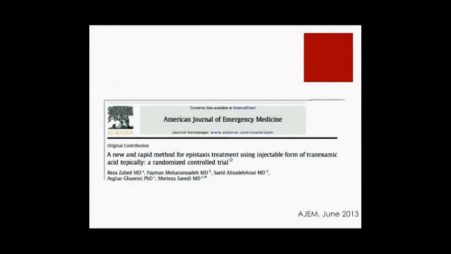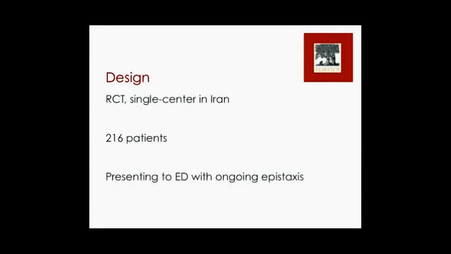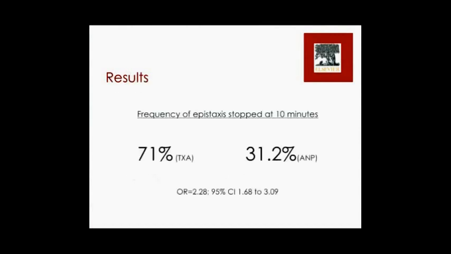It was a single-center RCT, and they randomized 216 patients. These patients were somehow randomized to either receive TXA topically for an unknown amount of time, or receive anterior nasal packing. That anterior nasal packing group got local anesthetic put in for 10 minutes, was reassessed, and then got a Rapid Rhino right up their nose. These are patients that presented to the emerge with ongoing epistaxis.